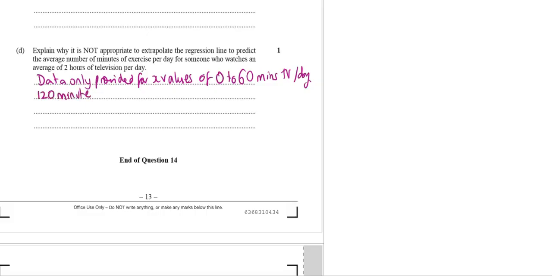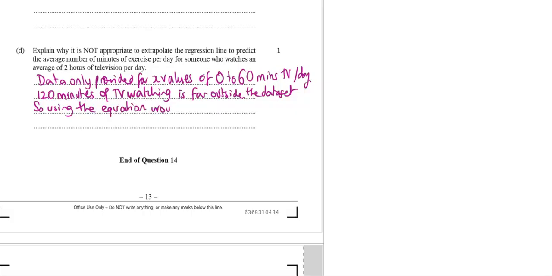120 minutes of TV watching is far outside the data set. So using the equation of the line would be unreliable. If you do substitute in, if x equals 120, then y would equal minus 0.7 times 120 plus 64.3, which would result in a negative value, which is meaningless.